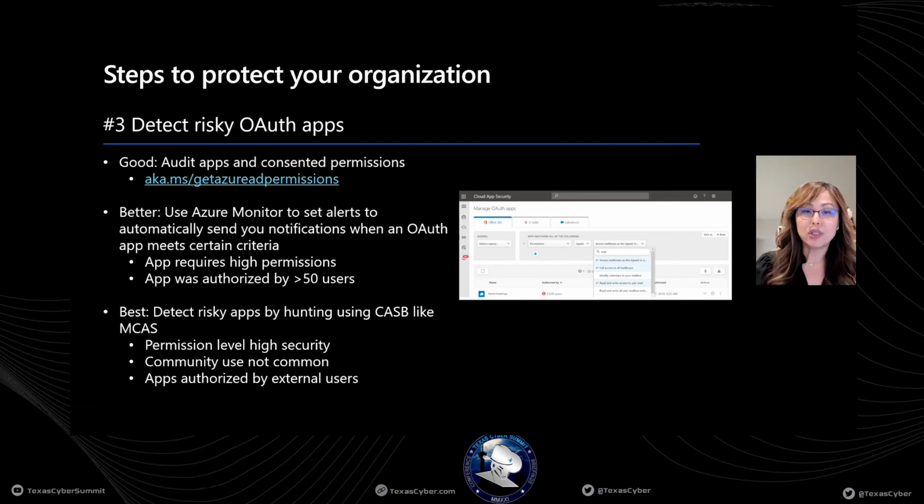The ideal option is to do some risky app hunting. With CASB solutions such as MCAS or other tools, you can use filters to find apps that are potentially very risky where users may have underestimated the risk. Some of the things you can filter on is high permissions, right? Not common use or authorization by external users.